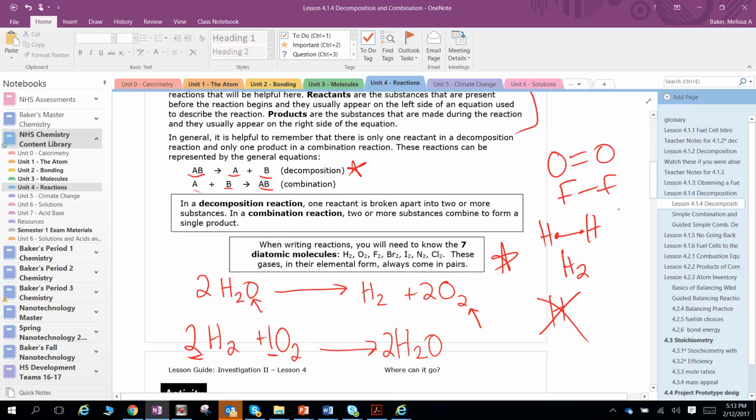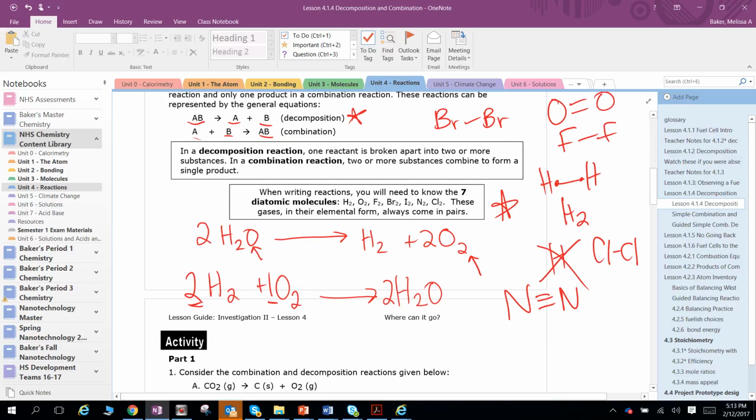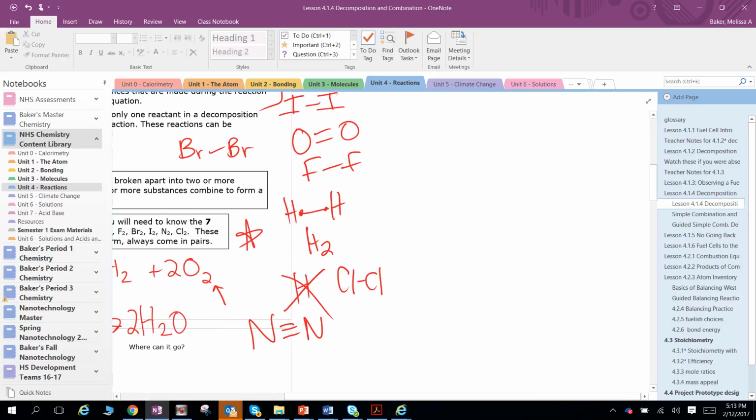Fluorine and another fluorine. Bromine and another bromine. Those are in group 7A, so they have 7 valence electrons and can form 1 bond. Same with iodine. Nitrogen, we've seen, forms a triple bond. And chlorine, last but not least, 2 chlorines together. So there's some fun ways to remember these 7, and that's important because you do have to know those.